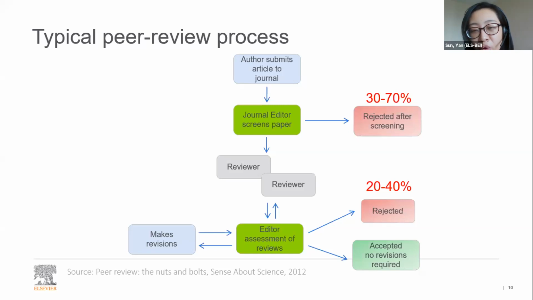After the review reports are received by the editors, the editor makes a decision. It could be rejection. We still reject 20 to 40% of articles at this stage, and it could be revisions, or acceptance in very rare cases. So overall, as you can see, the whole process would reject 50 to 80% of articles. Only the top quality articles would be successful and published in the journals afterwards.